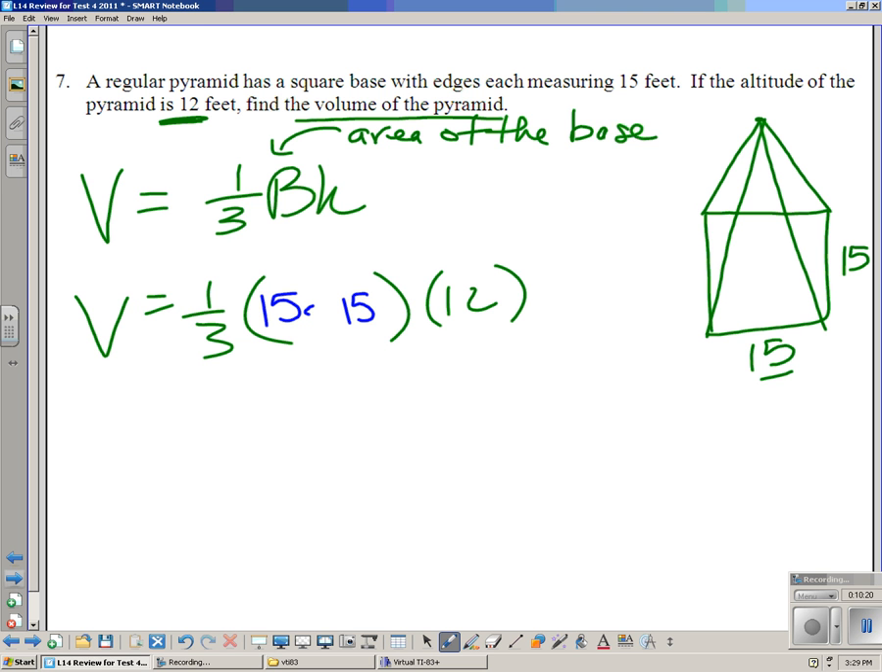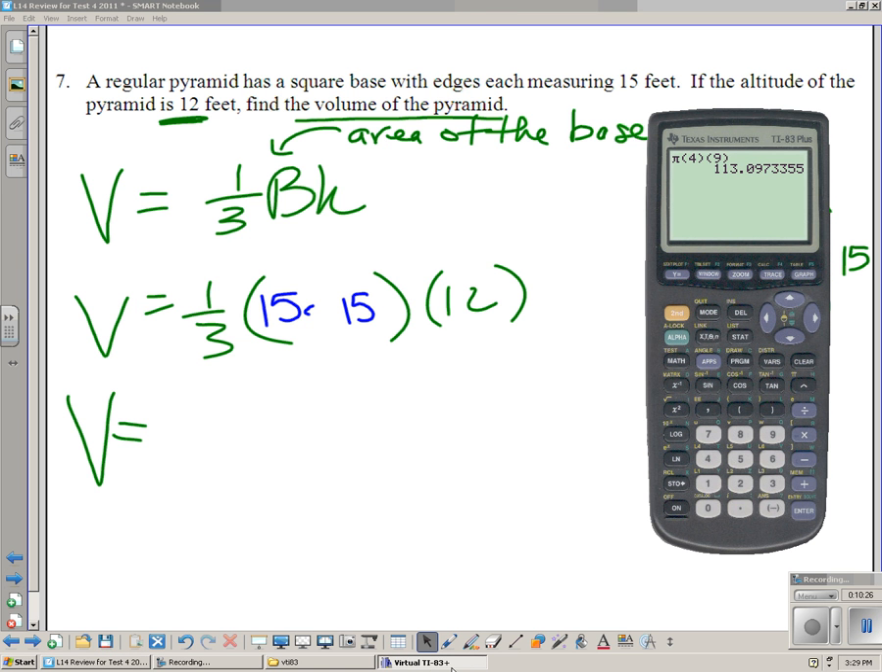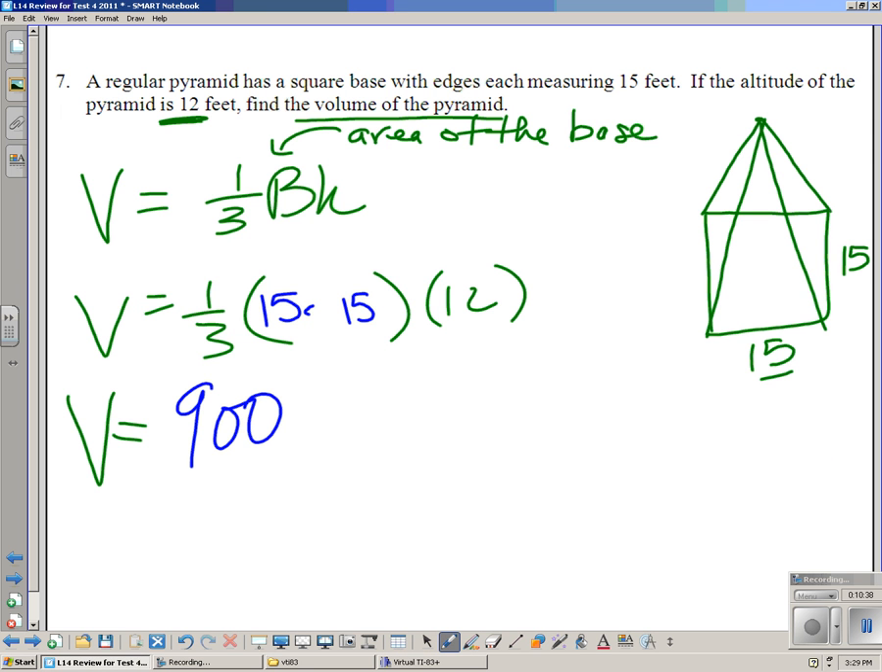And now we can just plug this all into our calculators. We have 1/3 times 15 times 15 times 12. Enter. 900. 900, it's volume, so units on volume are feet cubed.